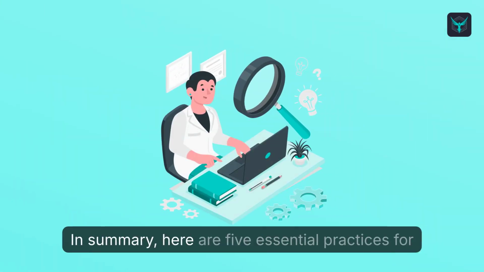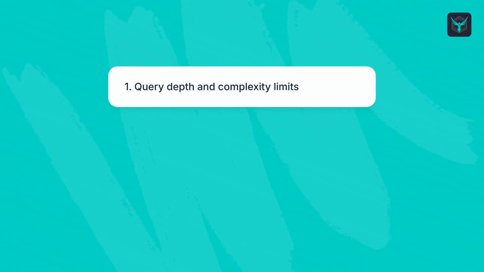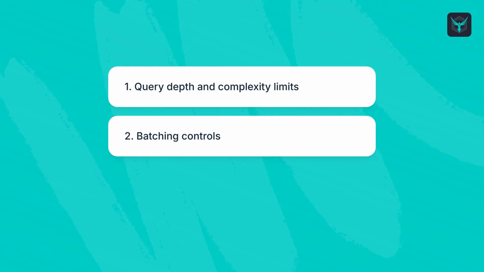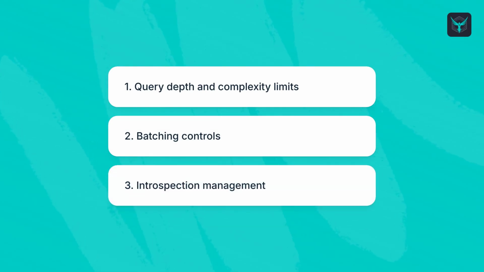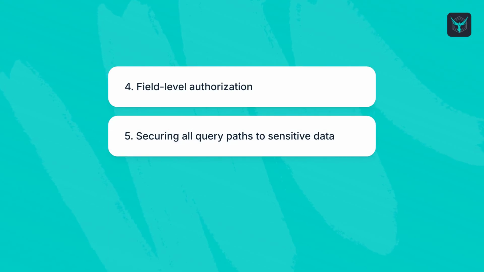In summary, here are 5 essential practices for GraphQL security. 1. Query depth and complexity limits. 2. Batching controls. 3. Introspection management. 4. Field-level authorization. 5. Securing all query paths to sensitive data.